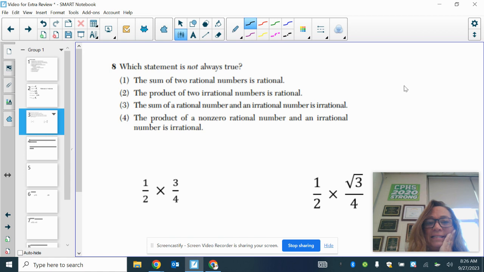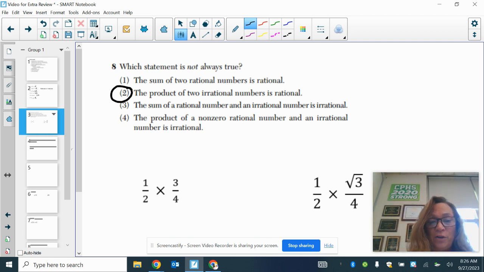Okay, which statement is not always true? Well, this talks about closure. So one thing we want to remember about closure is irrational numbers are not closed. So when you do an operation with two irrational numbers, you don't know the answer until you do it. So this is not always true, choice 2, because again, I don't know the answer until I do it.